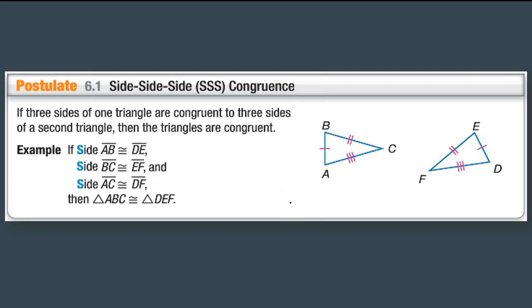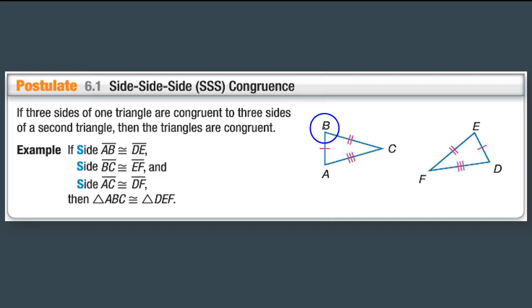Alright, so let's go over Postulate 6.1, which is side, side, side, also known as SSS Congruence. So if three sides of one triangle are congruent to three sides of a second triangle, then the triangles are congruent. So as you can see here, we have side AB, which is congruent to side ED.